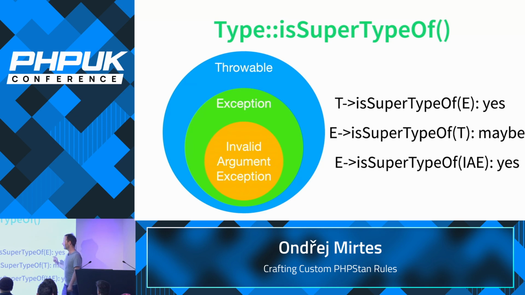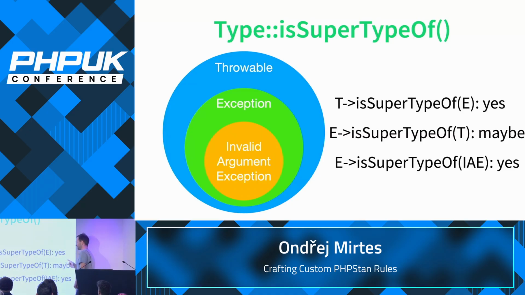So isSuperTypeOf. It helps if you imagine types as circles. So if we are going to imagine a hierarchy of exceptions, the biggest circle is going to be the throwable. And inside the throwable are all exceptions. So all exceptions are the green circle, it's smaller. And invalid argument exception is an even smaller circle inside the green circle. And isSuperTypeOf answers questions about this. So we can ask, is throwable a supertype of exception?